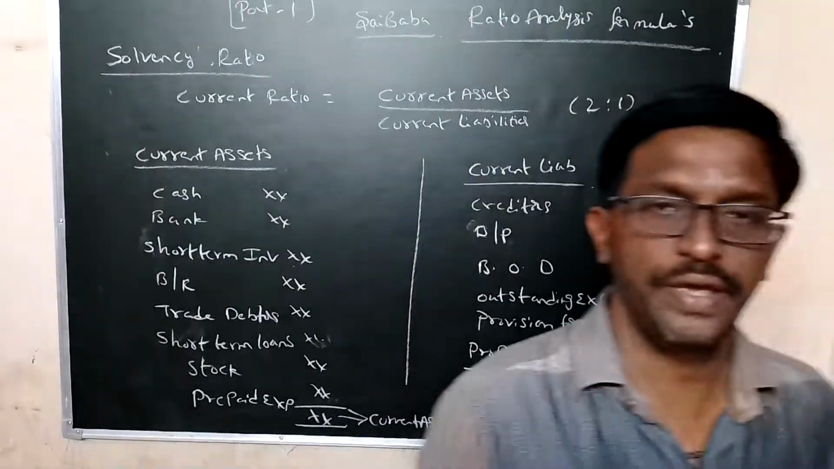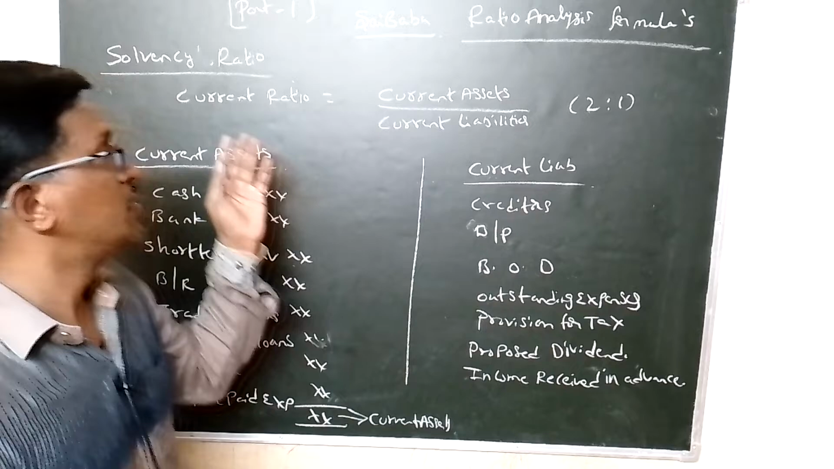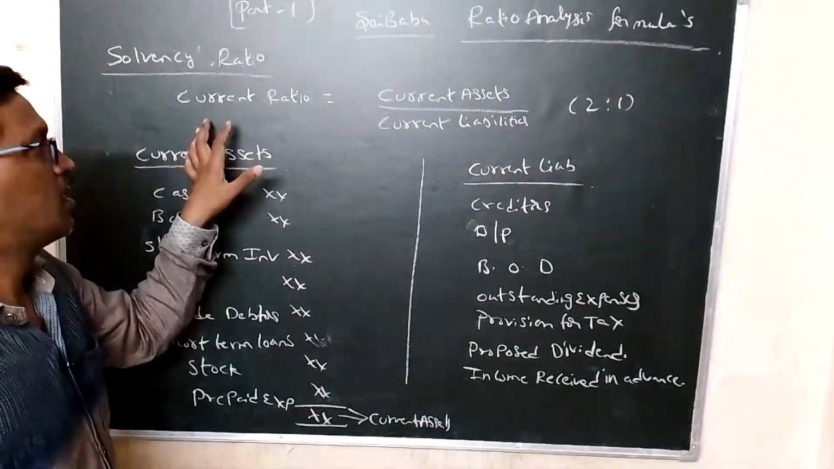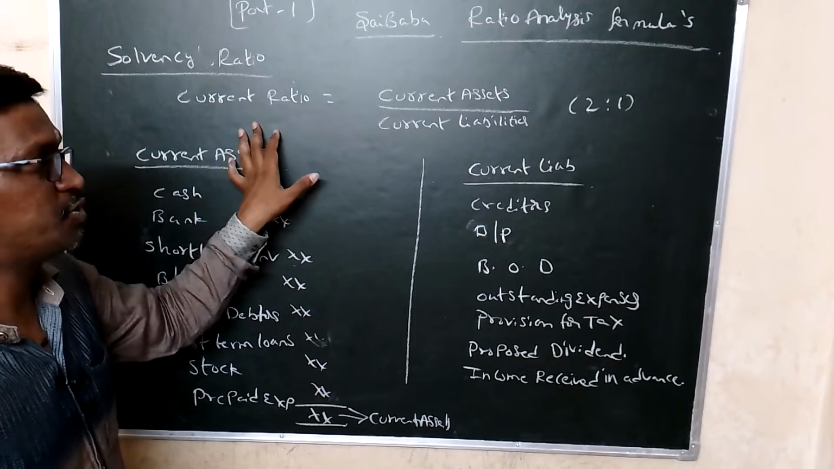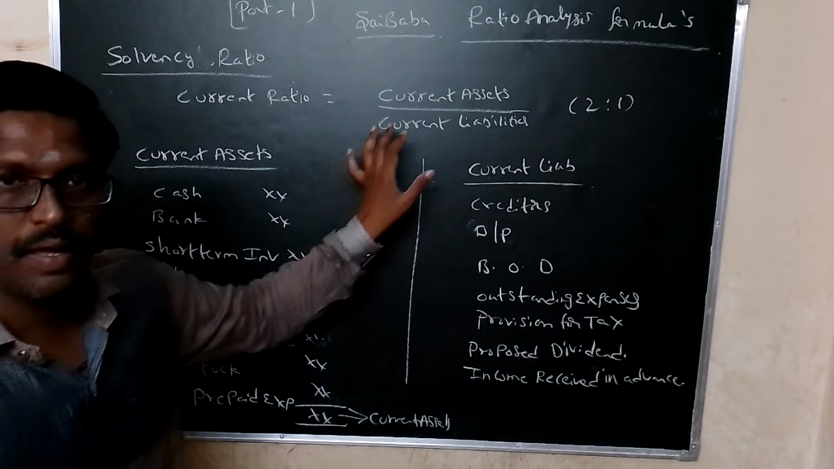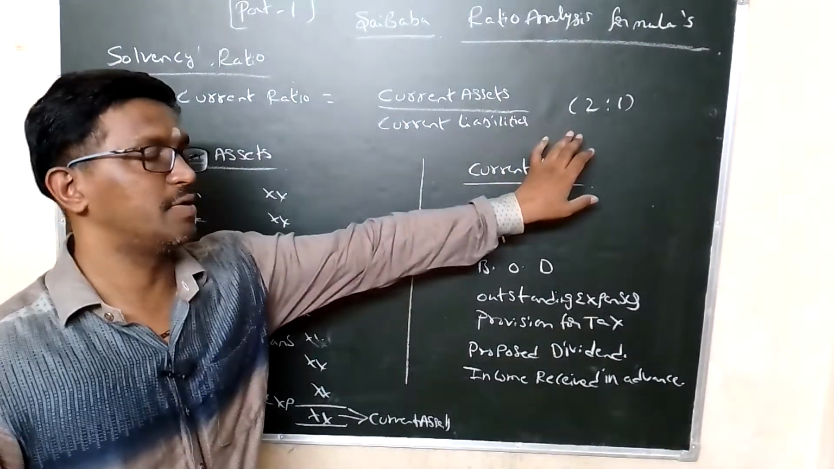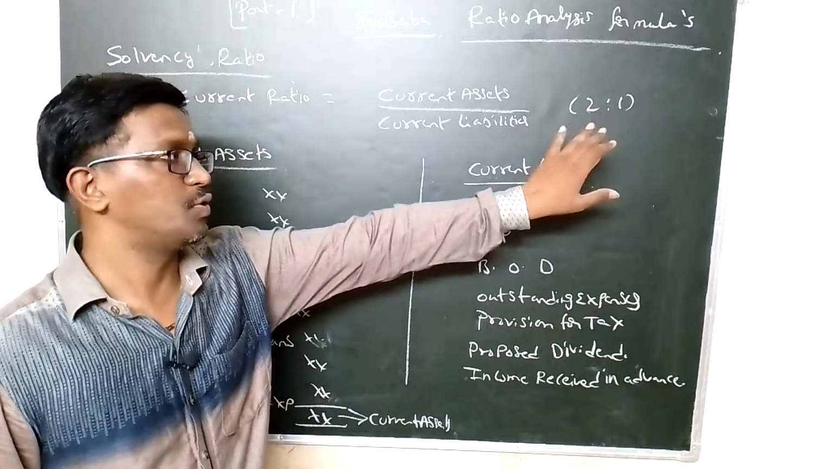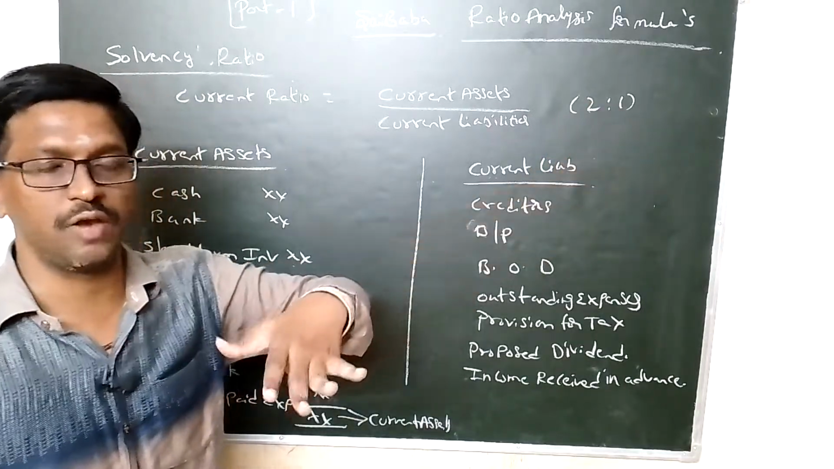Solvency ratio will be explained now. Current ratio means current assets by current liabilities. Here it will be 2:1. Current ratio must be 2:1. If it is 2:1, the company's solvency position is better.